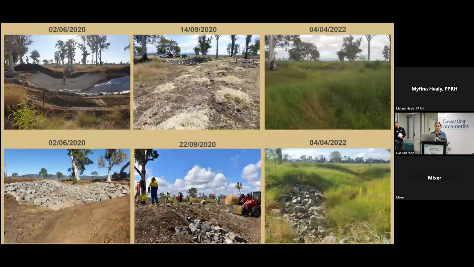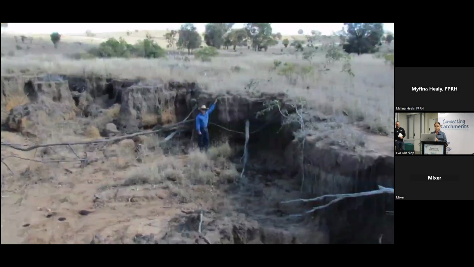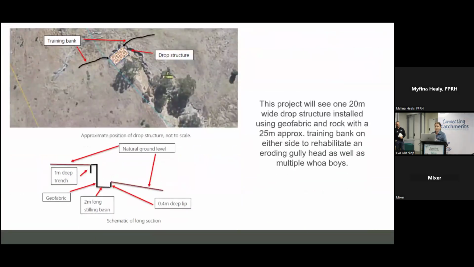This is the same project, it's just working through, you can see the rock chute being implemented on the left-hand side. The middle photos are the revegetation works, and then the photos on the right are post-monitoring photos. This is another gully that was down near Bowen. And this is one of the designs that we worked on with the soil conservation officer.